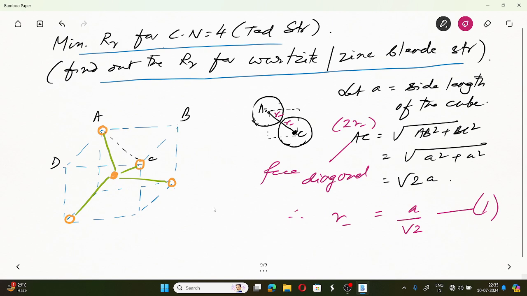Next, let us consider this body diagonal. Suppose this point is the corner point, suppose this is A dashed, and the center of this cation, let it be O. So if we want to draw the body diagonal, see, if you look carefully at the body diagonal, this is the anion, this is the cation, this is A, O is the center of the cation, and it meets the other end at A dashed, like this. So A dashed, this is the body diagonal.